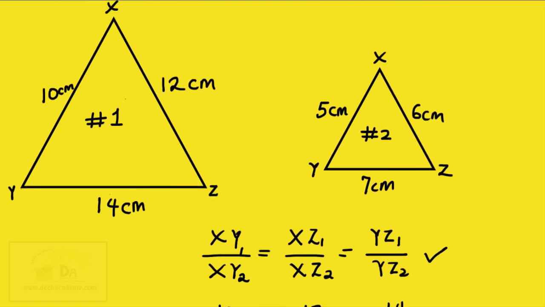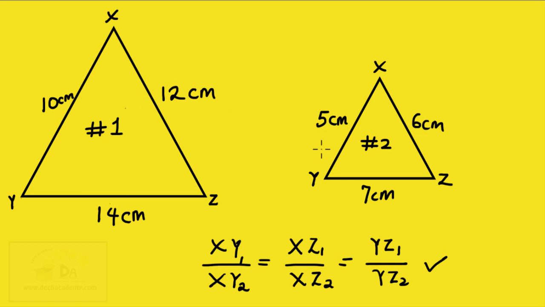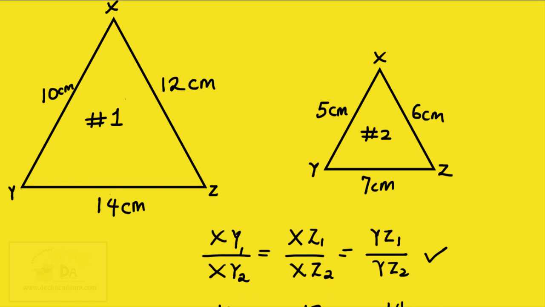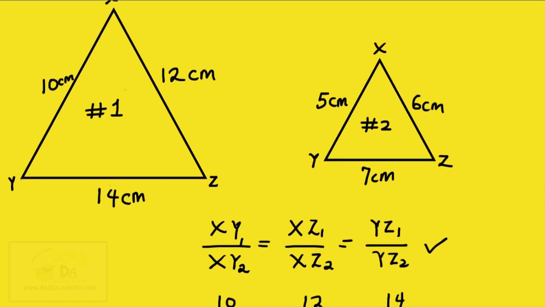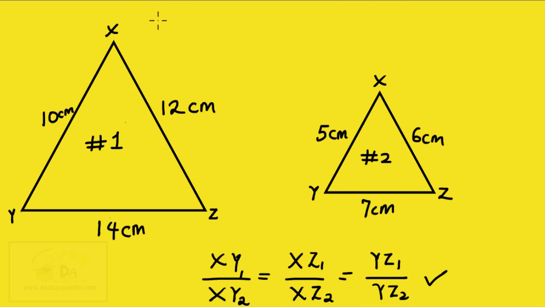So the lengths of the corresponding sides in triangle 1 and triangle 2 are in the same ratio. Therefore, the first condition for similarity has been met. The second condition for similarity requires that the corresponding angles be equal.